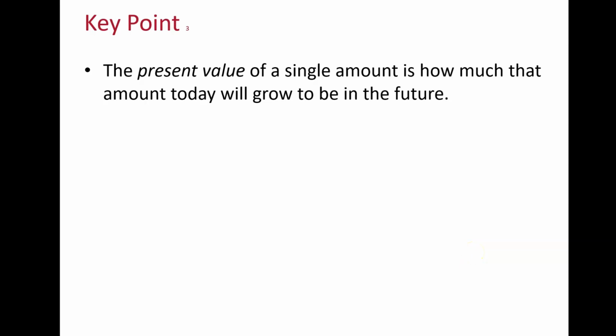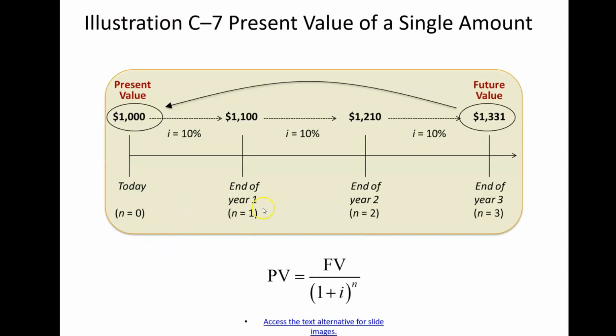So we're going to talk about present values in this chapter. The present value of a single amount is how much that amount today will grow to be in the future. So in other words, $1,000 today will grow to be $1,331 3 years from now. If I need $1,331 3 years from now, how much do I have to put in the bank today, given interest rates of 10%? That's a present value concept.